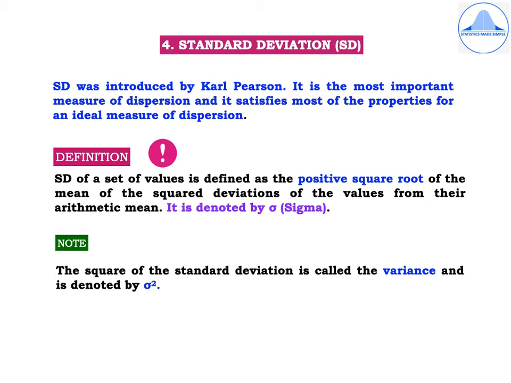Now, this definition is also important. It can be asked as a 2 marker. Note that the square of the standard deviation is called the variance and is denoted by sigma square. So, standard deviation and variance are very important topics, and they have to be remembered even for the chapters which you're going to learn in second PUC.